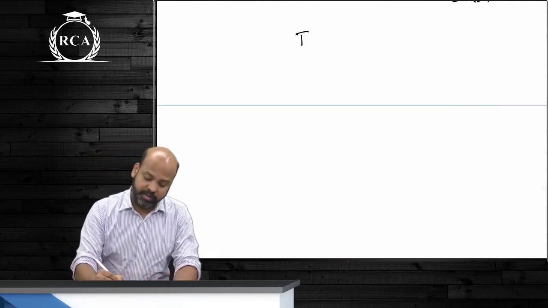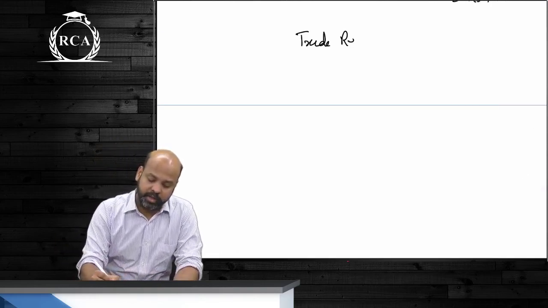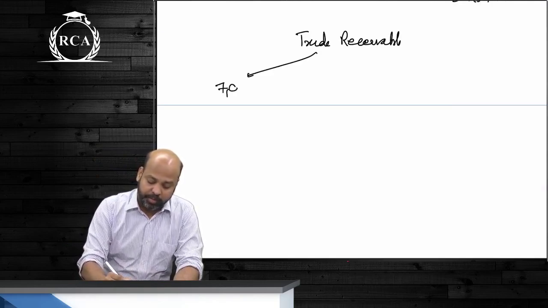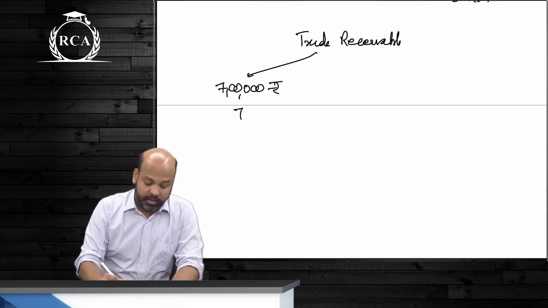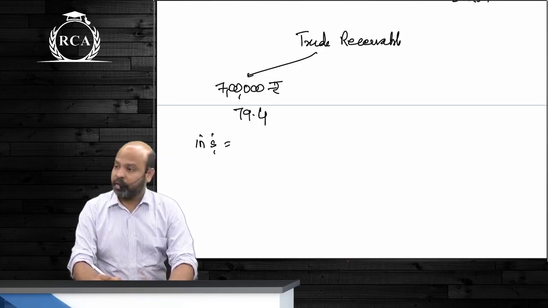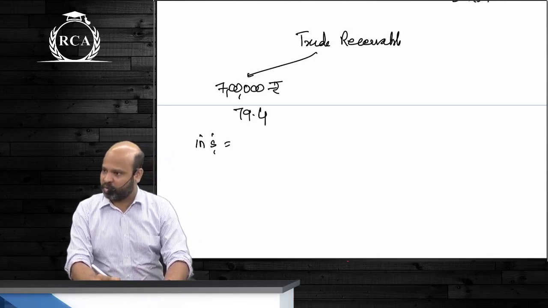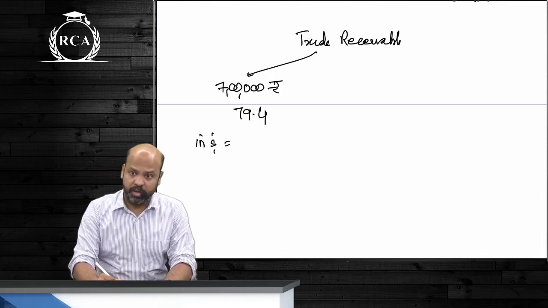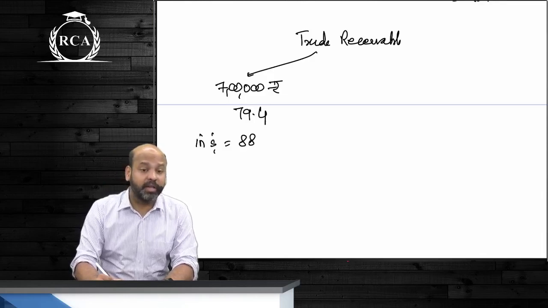Trade receivables, beta. Indian currency में कितने? 7 lakh rupees. What was the exchange rate prevailing on the date of transaction? 79.4. मतलब इन डॉलर्स कितना है? इनटू मत करना, डिवाइड करना, मर्डर कर दूंगा. हाँ. 8,816 point.